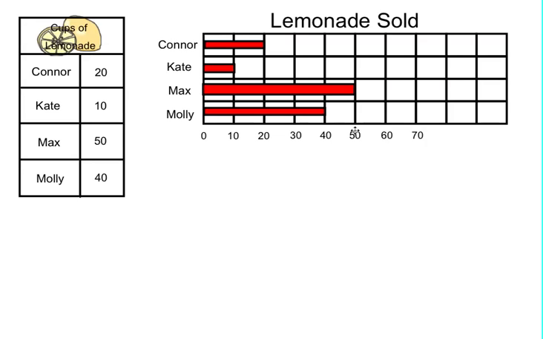Who sold the fewest cups? Kate sold the fewest cups. You can tell that because her bar on the bar graph is the shortest. Finally, we can tell that Connor sold fewer cups than Max and Molly, but he sold more cups than Kate because his bar is in the middle of these 2 sets of bars.